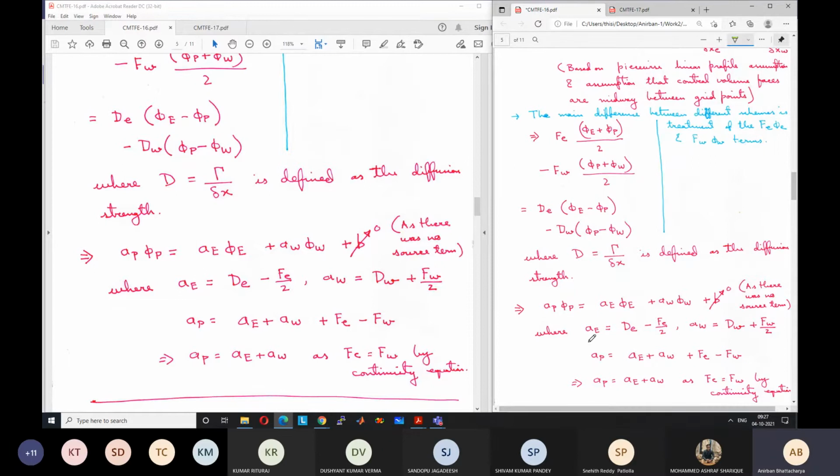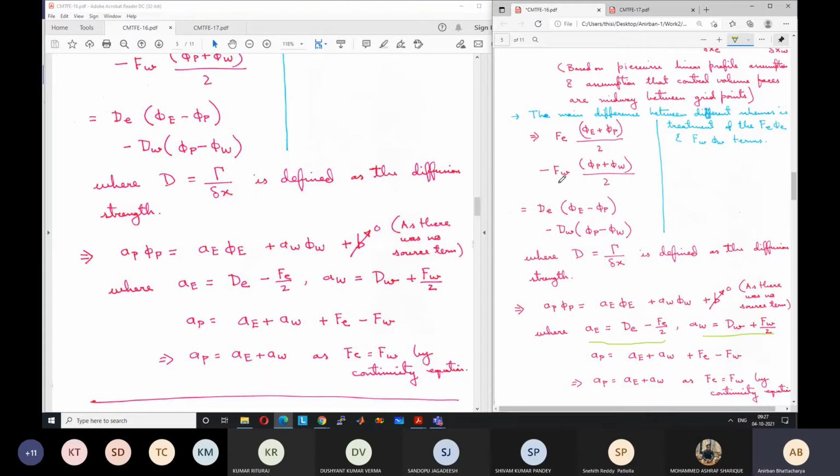So this is the value of AE. Similarly for dW, minus minus becomes plus, so plus dW, and this minus will become plus on the other side, plus Fw by 2. So this becomes dW plus Fw by 2. This is the coefficient of phi W. So we have AP phi P equals AE phi E plus AW phi W, and we know B is 0 because there is no source term.